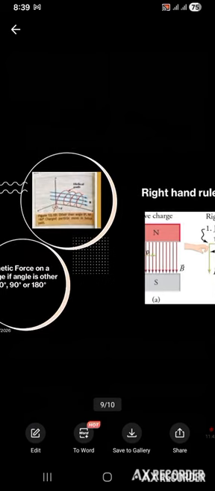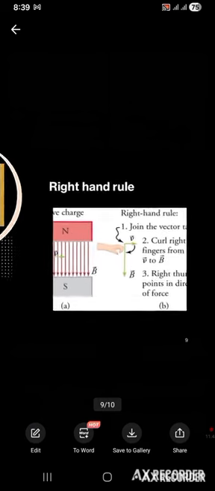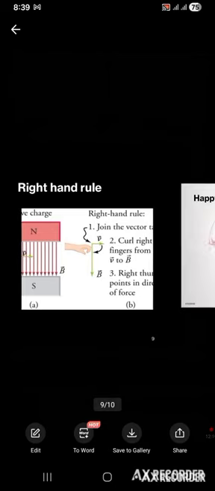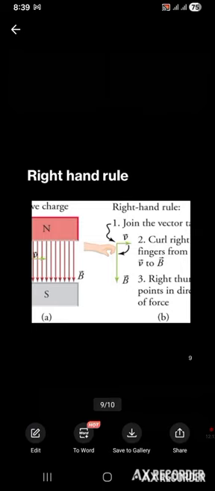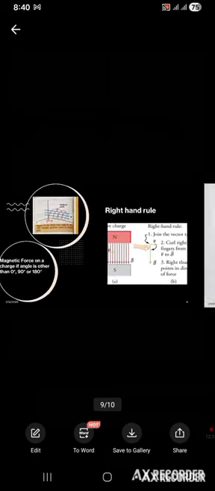Right hand rule must be applied. What is the use of the right hand rule here? The right hand rule suggests what the direction of the magnetic force will be, right? You can see that v is moving inward toward the B vector, and the fingers of the right hand bend a bit, right? And the right thumb points in the direction of the force. This is how we apply the right hand rule to find the direction as well.